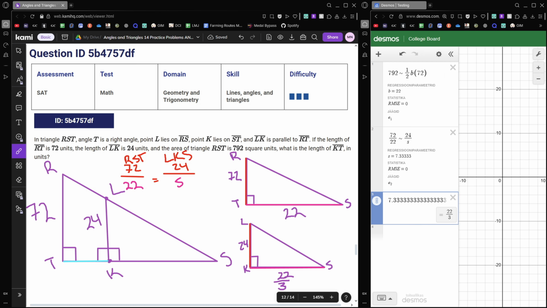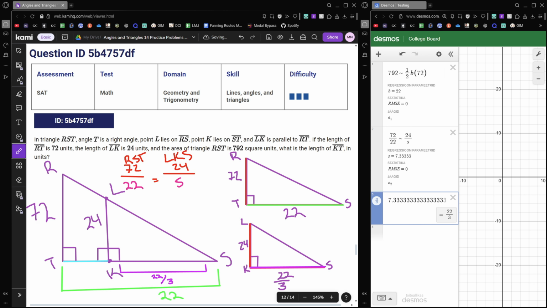Alright, we just found all of these side lengths, but we still haven't found the length of line KT yet. So let's move back to the main triangle with both of our similar triangles included. So first off, we found out that line ST is equal to 22. So that's going to be this entire line right here. We also found out that line KS is equal to 22 over 3. So that's this line right here.